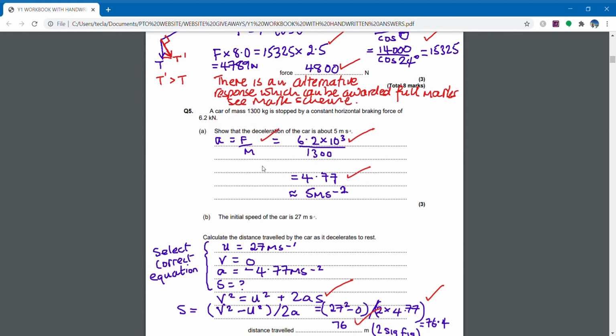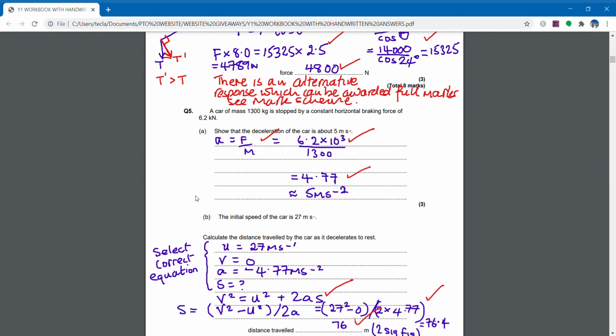Okay, moving on to question 5. A car of mass 1,300 kilograms is stopped by a constant horizontal braking force of 6.2 kilonewtons. Show that the deceleration of the car is about 5 meters per second squared.